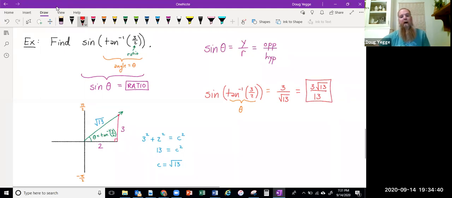So always keep in mind that the value inside of an inverse trig function is a ratio, while the inverse trig function itself represents an angle.